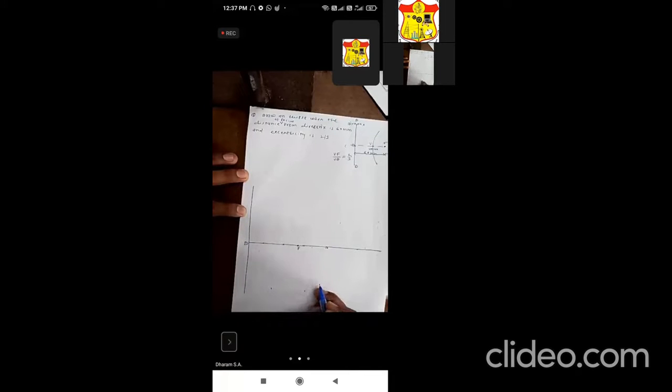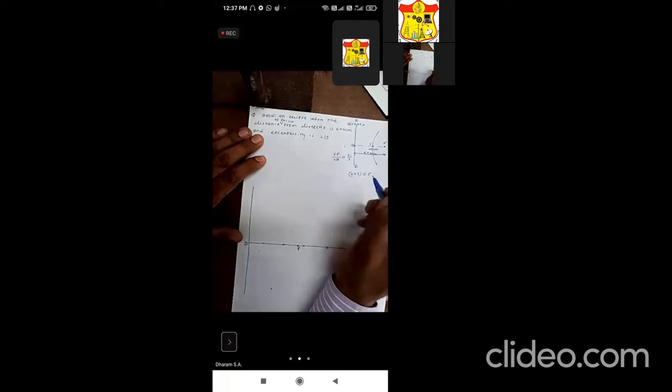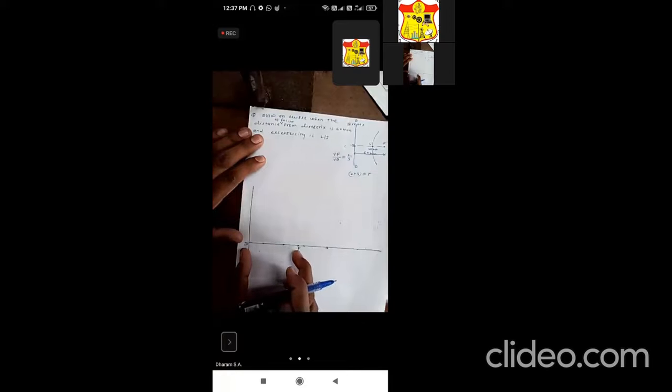Next, as we have been given VF by VD is equal to 2 by 3, it is nothing but 2 plus 3 is equal to 5. So divide this distance into 5 equal parts.